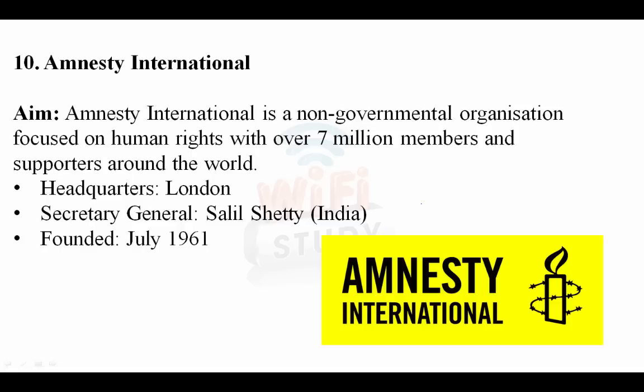Now let's see Amnesty International. It is a non-governmental organization focused on human rights with over 7 million members and supporters around the world. So this organization works on humanity, as its name suggests, and it has nearly 7 million members around the world, and its headquarters is in London. Secretary General is Salil Shetty, and he is from India, and this organization was founded in July 1961. So you need to remember its headquarters and its Secretary General.